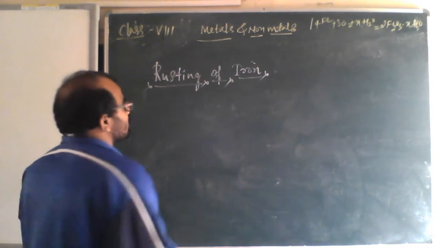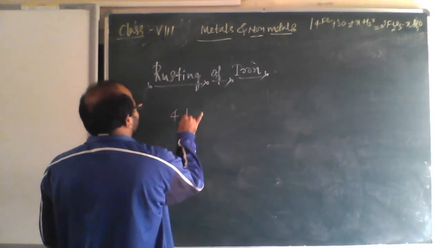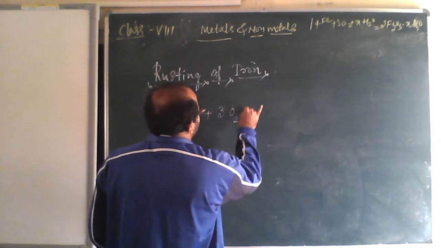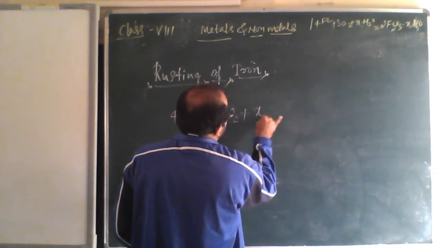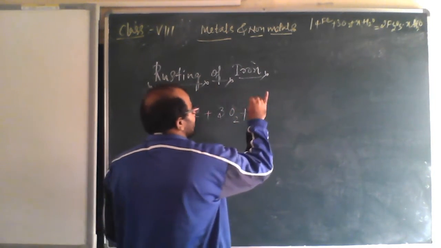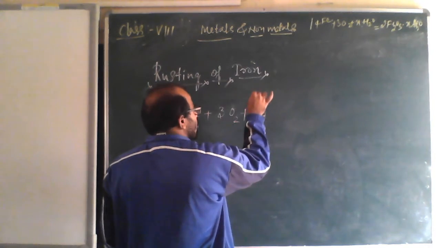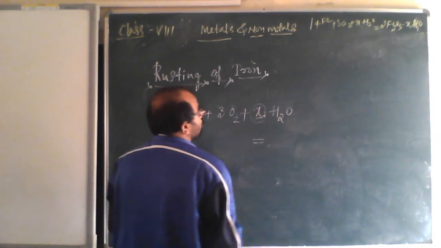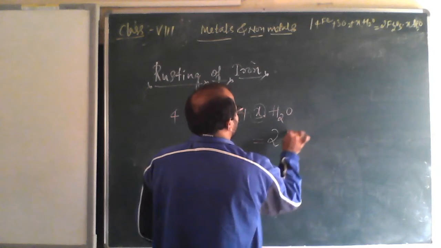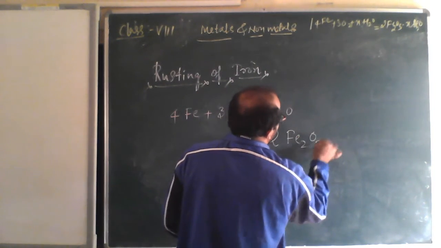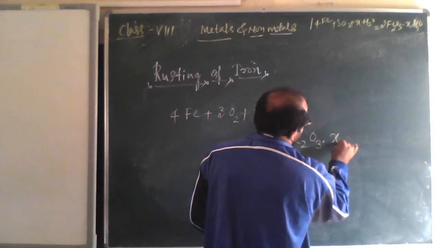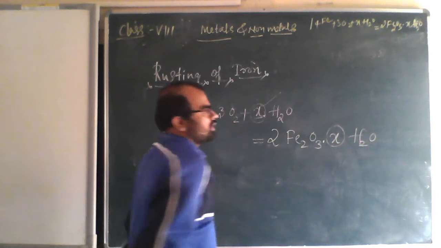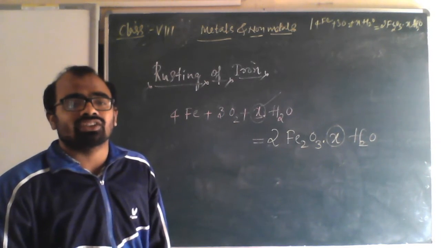So what is the formula? See here: 4Fe plus 3O2 plus x times H2O, this means multiplication. You can write here 2, 3, 1, 4, anything, into H2O. This will give you 2Fe2O3 into x times, whatever x you have written here, H2O. This process is called rusting of iron.